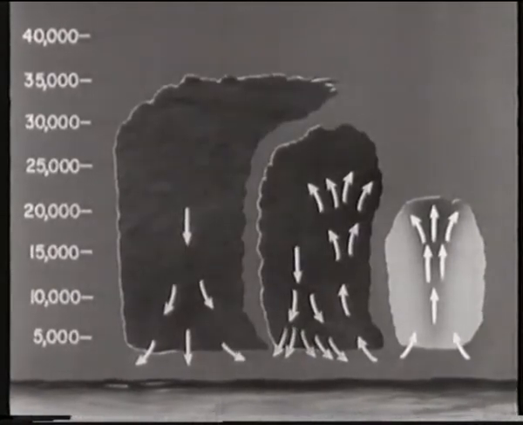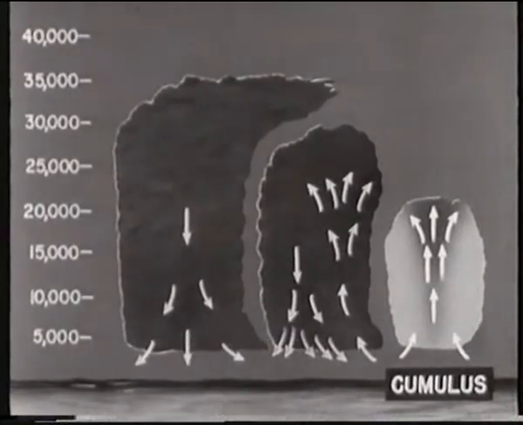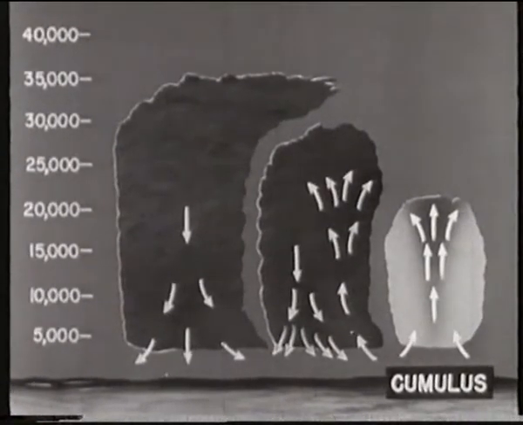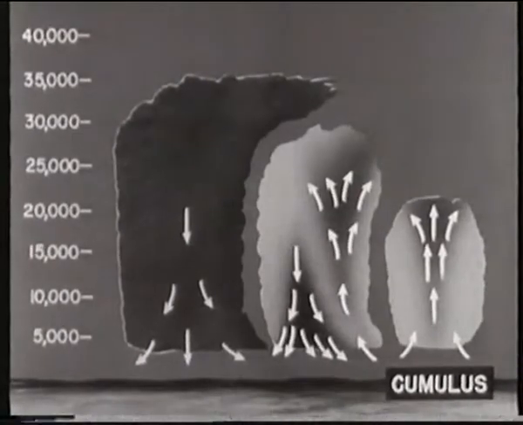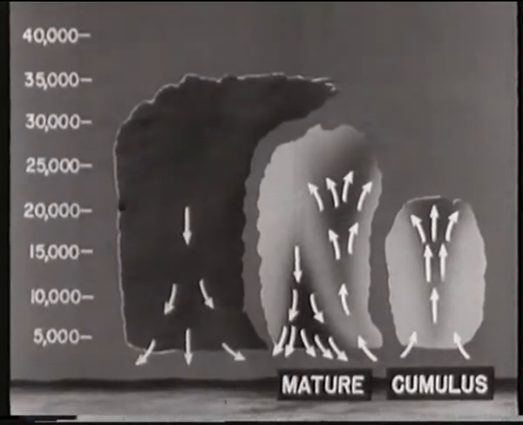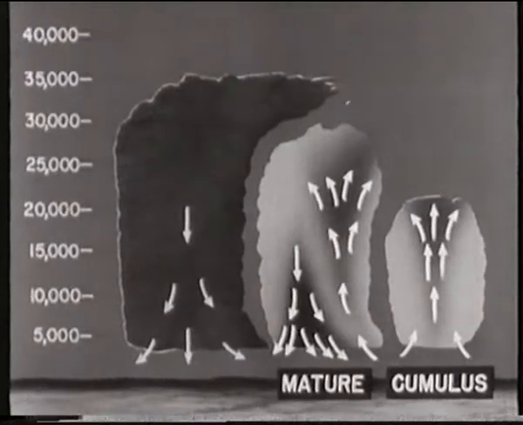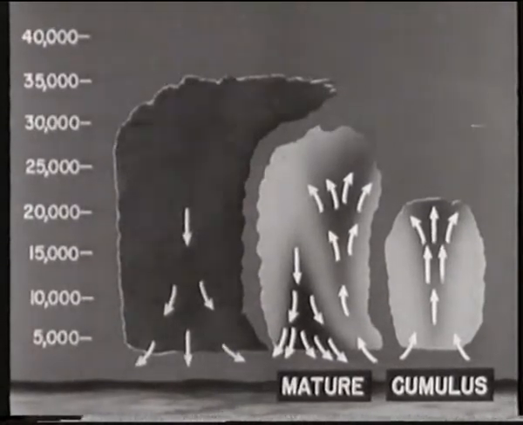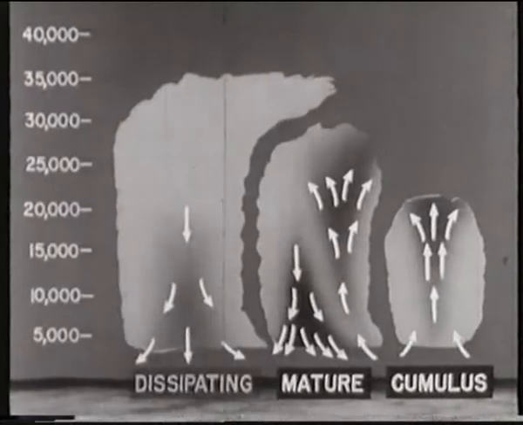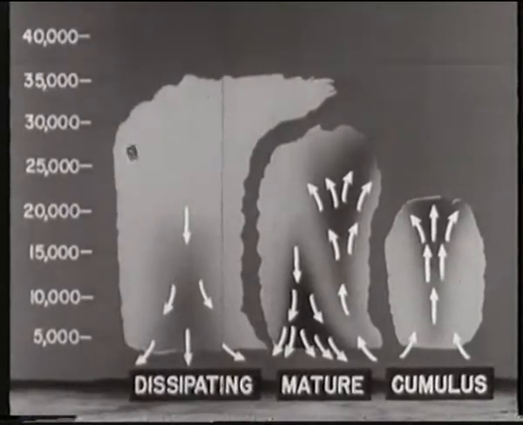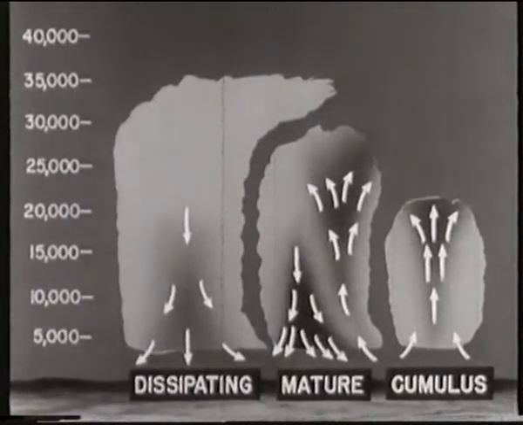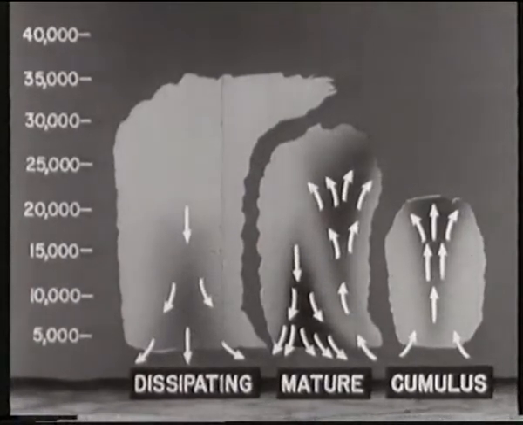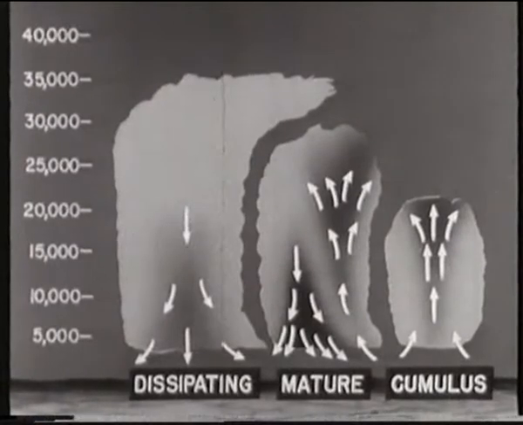In the early stage of development, the cumulus stage, an updraft prevails throughout the entire cell. As it develops further into the mature stage, there is both an updraft and a downdraft. And finally, in the anvil or dissipating stage, there is a downdraft in the lower 2/3 of the cell, with little or no vertical motion in the upper third.